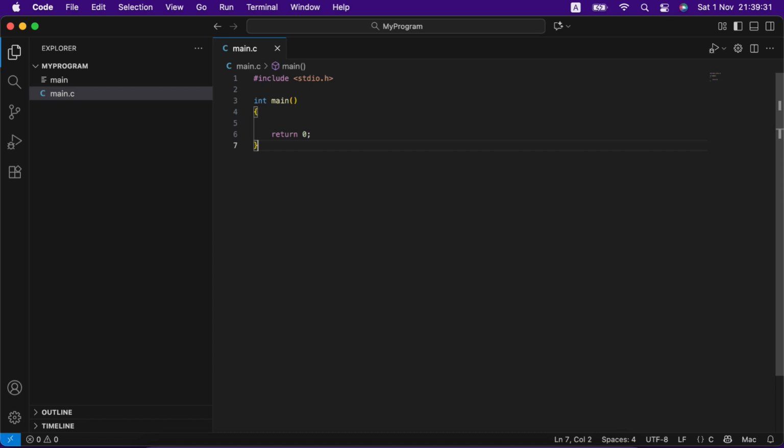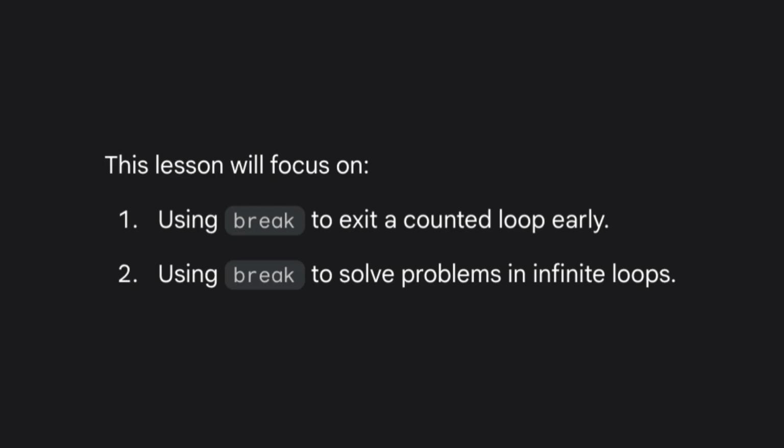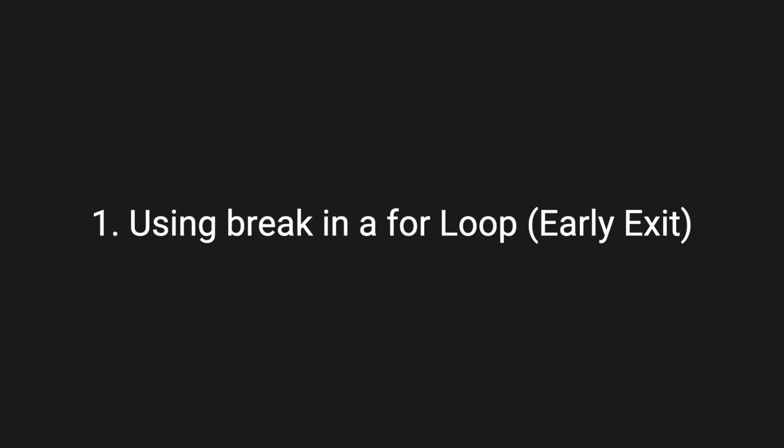It immediately terminates the nearest enclosing loop or switch statement. As soon as the program encounters break, it completely stops the loop and jumps to the very next line of code after the loop structure. This lesson will focus on using break to exit a counted loop early, and using break to solve problems in infinite loops. First, using break in a for loop, early exit.